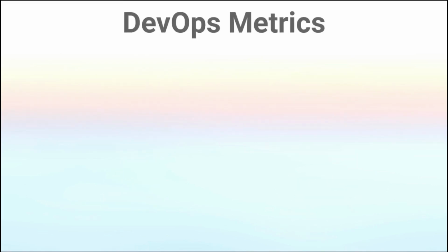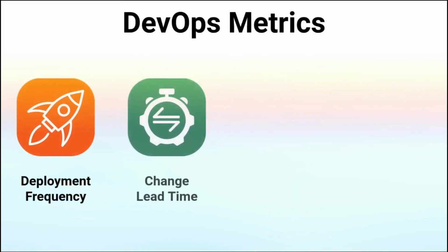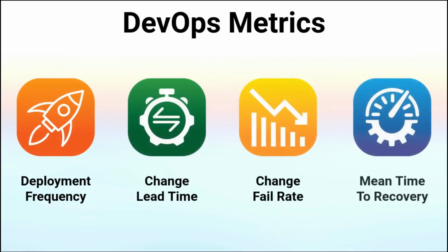So, continuous improvement is a core tenet of teams practicing DevOps. The ability to measure and track performance across deployment frequency, lead time for changes, change failure rate, and even MTTR allows teams to accelerate velocity and increase quality.